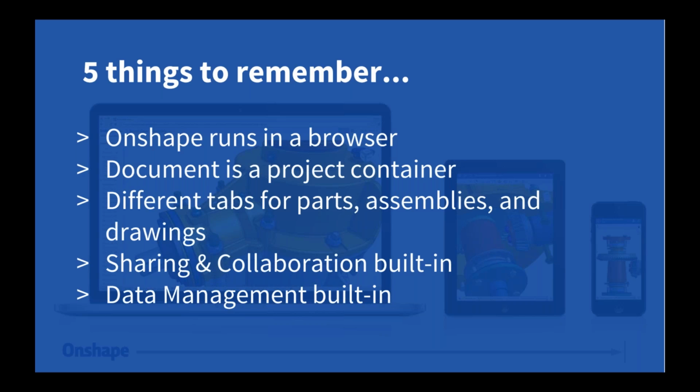The next thing to keep in mind as you're getting started is a document in Onshape is a project level container. The reason I bring this up is oftentimes new users consider a document a single CAD model, and that's not the case. You can have as many parts, as many sub-assemblies, as many assemblies, as many drawings as you want in a single document. So think of a document as a project, and within that document, you can have as many parts, assemblies, and drawings as you want. Now, the important piece to this is the tabs across the bottom of Onshape's interface.